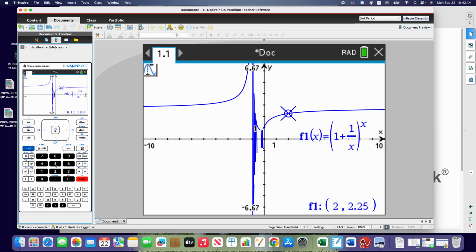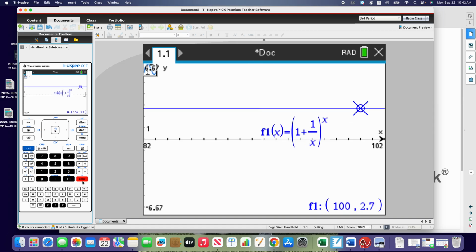So 1 compounding is 2, 2 compounding is 2.25. If I went to 5 compoundings, that would be 2.49. If I did 10, that gives me 2.59. If I went 100, then that would give me 2.7. All right. If I went to 1,000, it gives me 2.72.